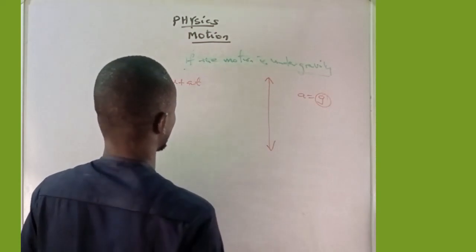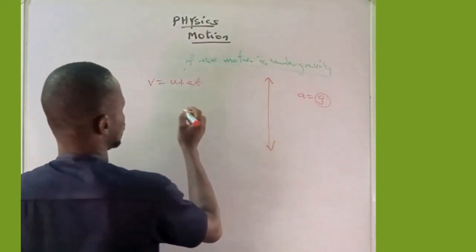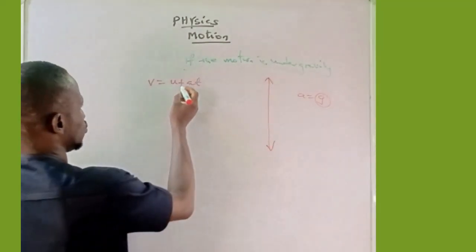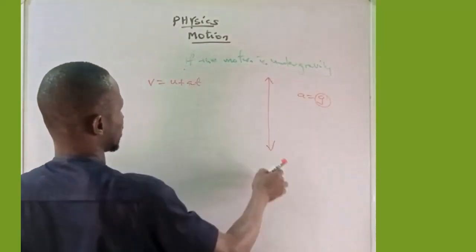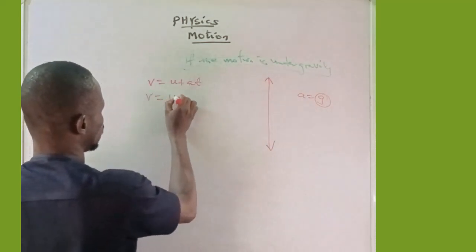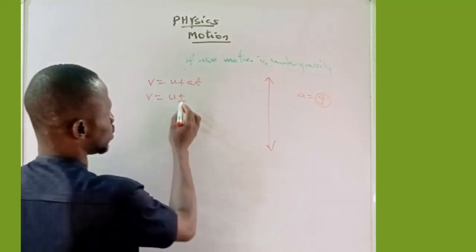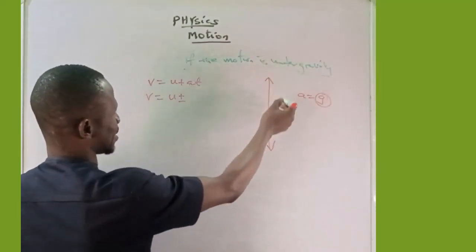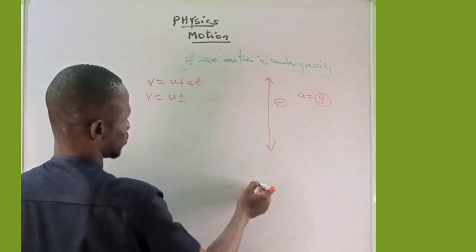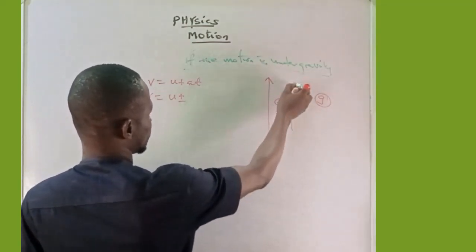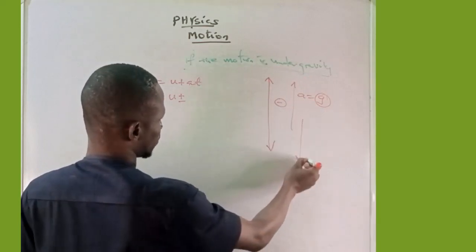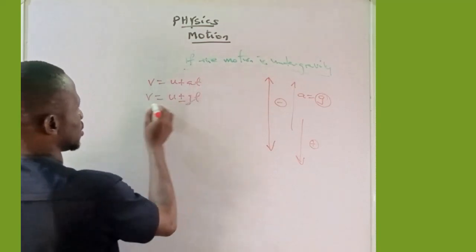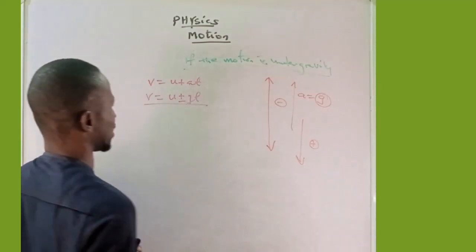So a becomes g. If it's going up, you use minus, because it's going against gravitational force. If the body is thrown up, you use minus. If the body is coming down, you use plus. So V equals U plus or minus gt, depending on if the body is going up or coming down. Going up is minus, coming down is plus. Take note of that. gt, no longer at. This becomes the equation of motion under gravity.